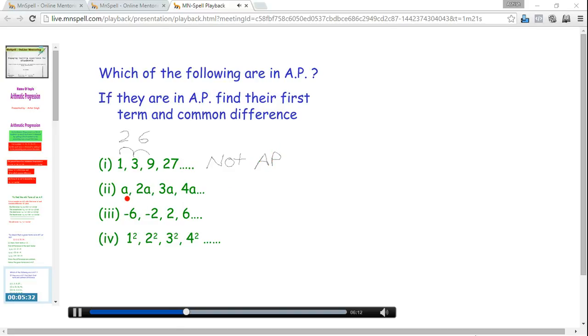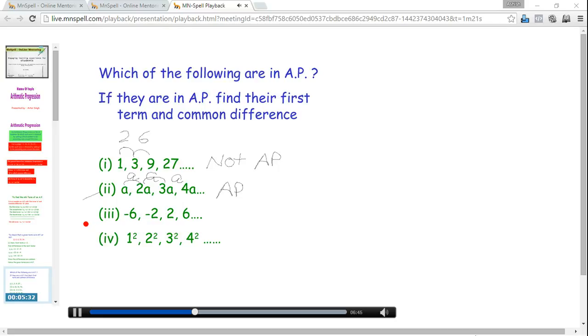Okay, let's try another one. Suppose we are given a series as a, 2a, 3a, 4a and so on. If we check the common difference, the second term minus the first term gives a. Again, the third term minus the second term gives a common difference of a. Again, 4a minus 3a gives a common difference of a. So we can say this is an AP series.